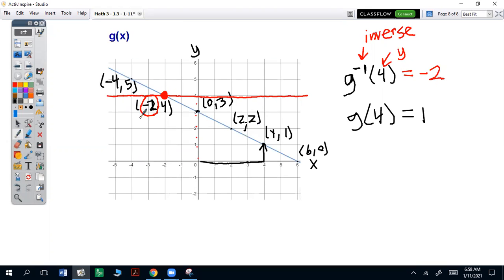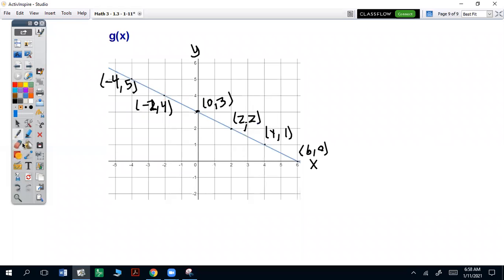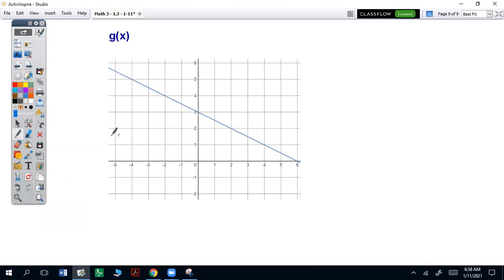So let's try another one. What I want to do now is clear the annotations off, because you don't really need to write the coordinates. So let's say you're asked for g inverse of 3. Pause the video, see if you can figure that out first.